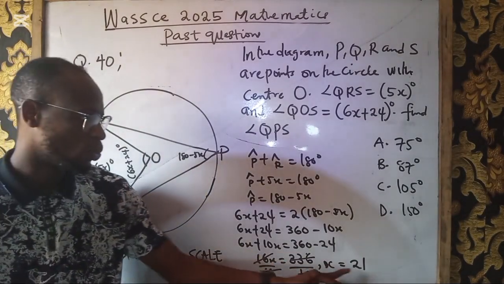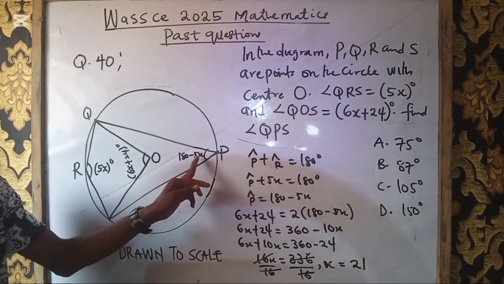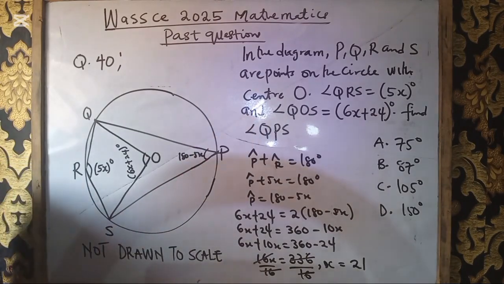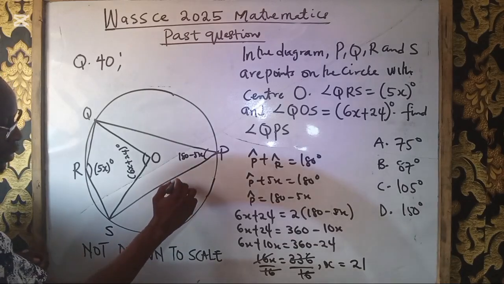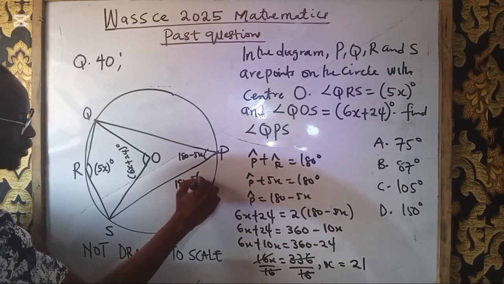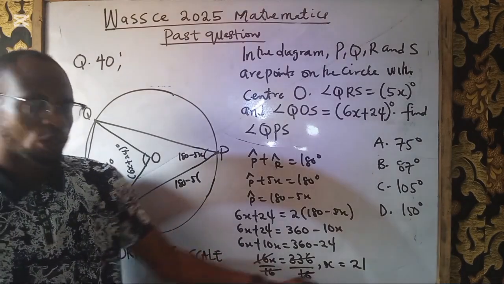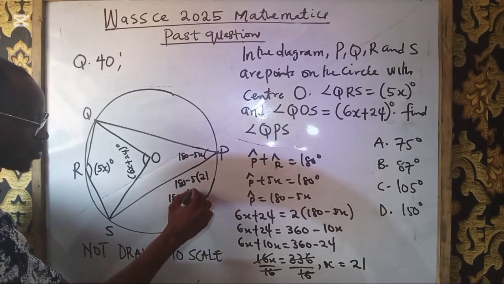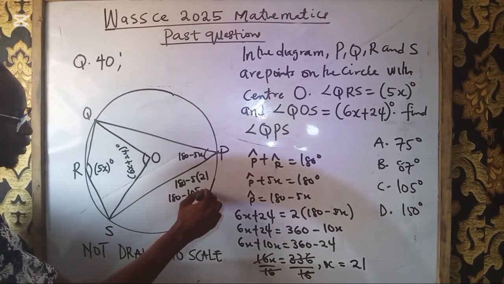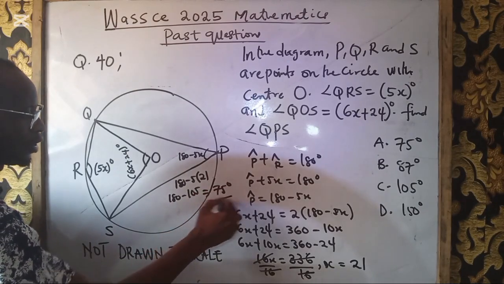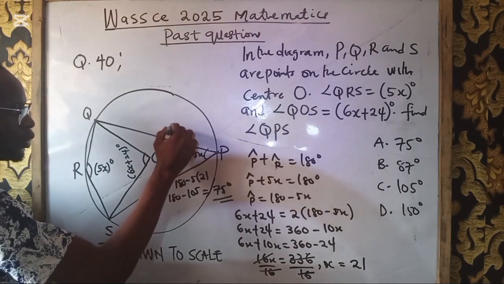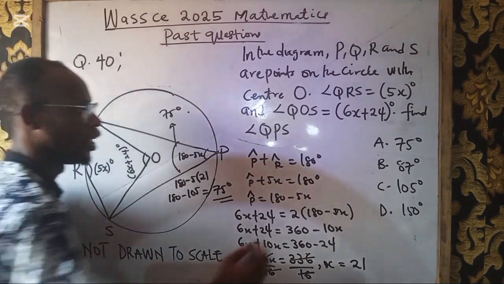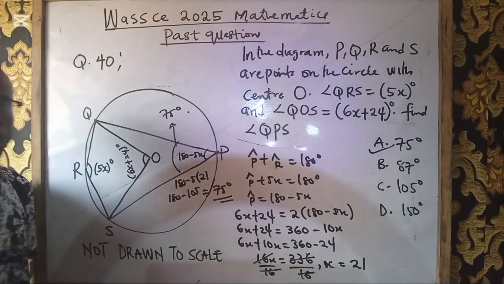After getting x to be 21, you replace it back into this expression to get the value of angle QPS. That will now be 180 minus 5 bracket, and where I see x, I put 21. So that means I'm going to have 180 minus 105. When you subtract this, you simply have 75 degrees. So the angle at this point is 75 degrees, and that answers the question. That's option A. So this is how you solve problems like this.